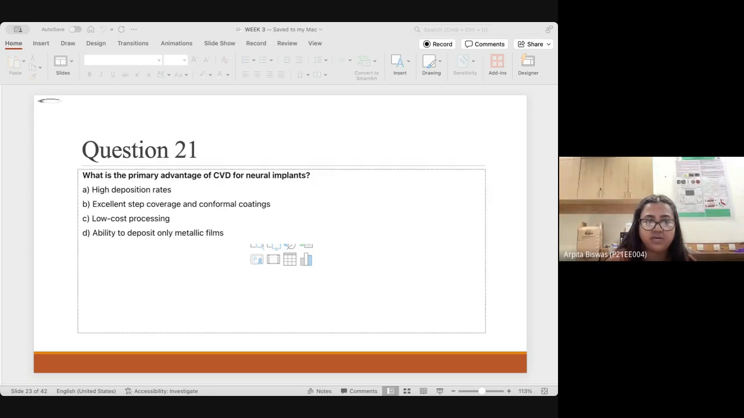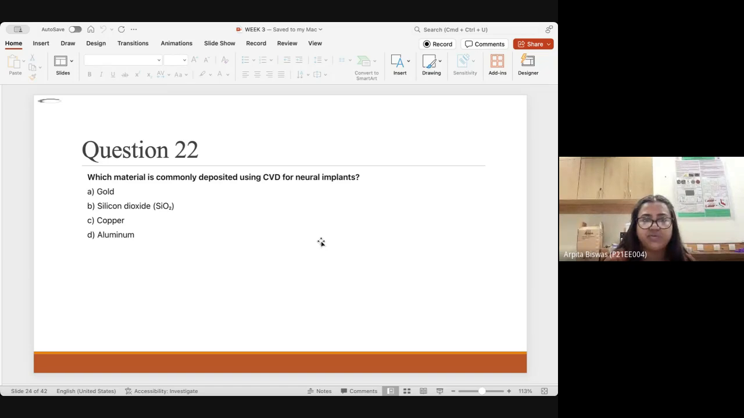Yes, option B is the right option. Excellent step coverage and conformal coating. And this is question number 22.